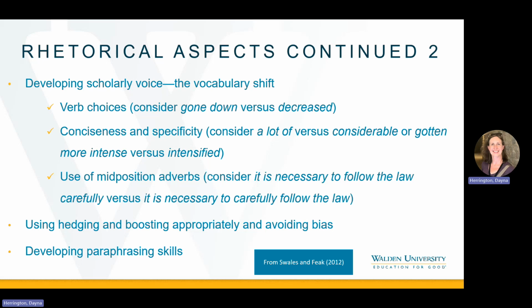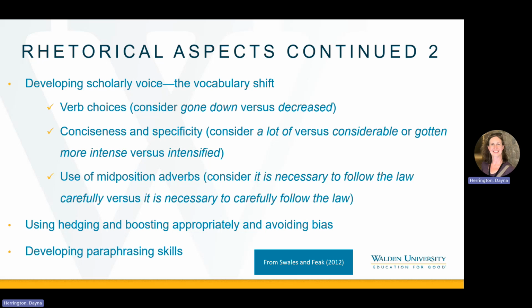On this next slide, I want to delve into some particular rhetorical aspects that researchers and authors Swales and Feak recognize with graduate multilingual writers. The first one, which is related to developing a writer identity, is developing scholarly voice. And a particular part of developing scholarly voice is the vocabulary shift that happens in written academic texts. This vocabulary shift may not be something that doctoral multilingual writers are aware of. A few examples of this shift are the use of verb choices.